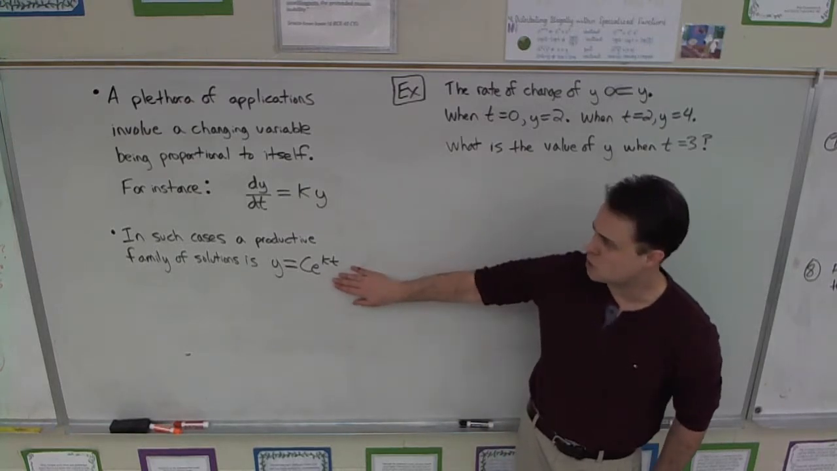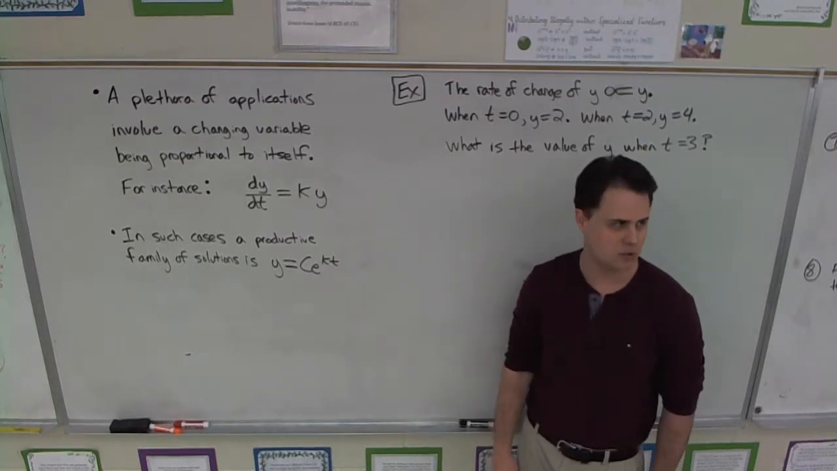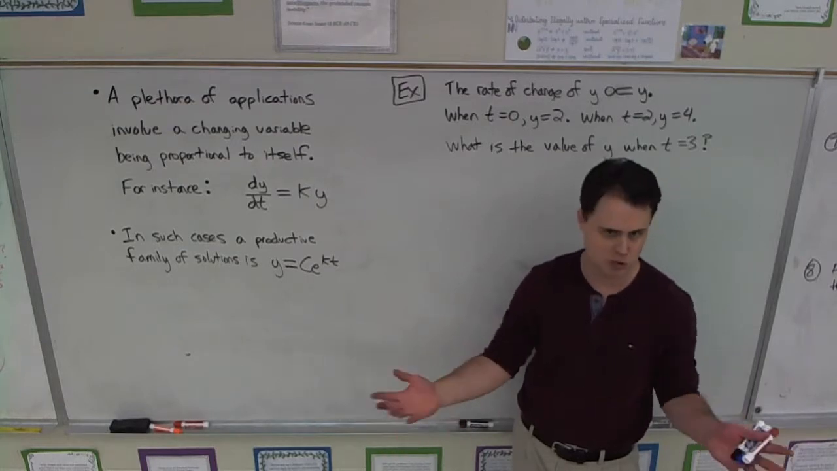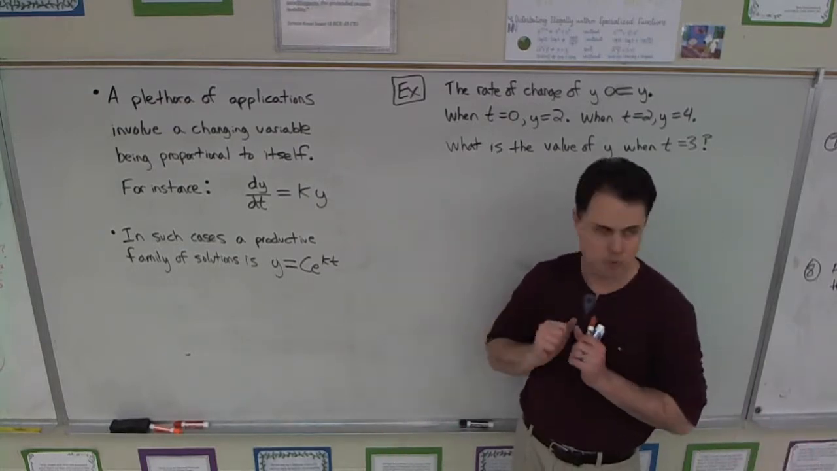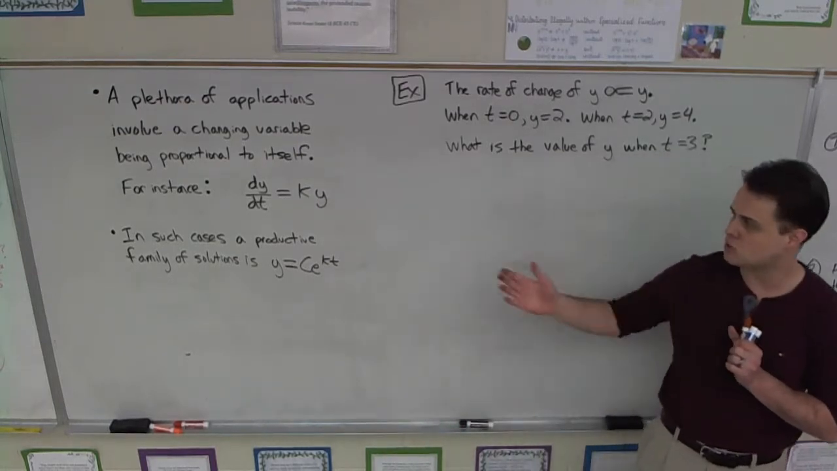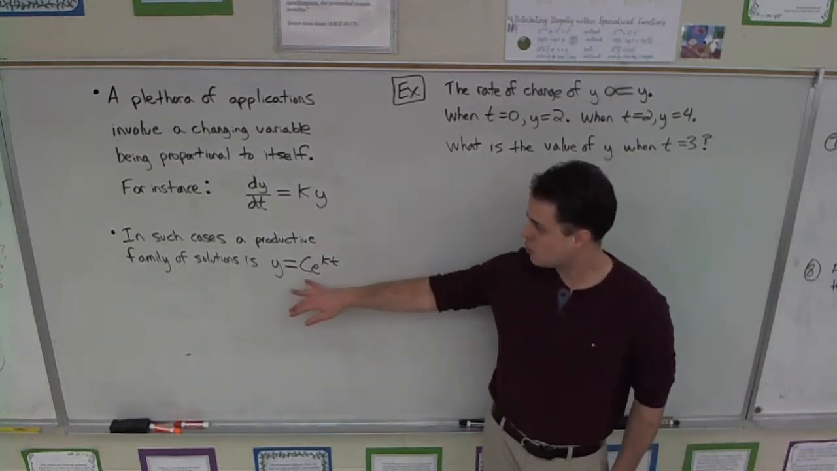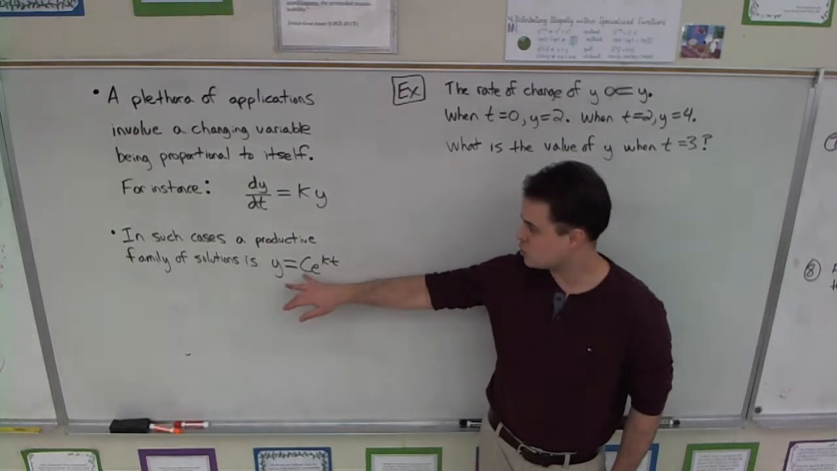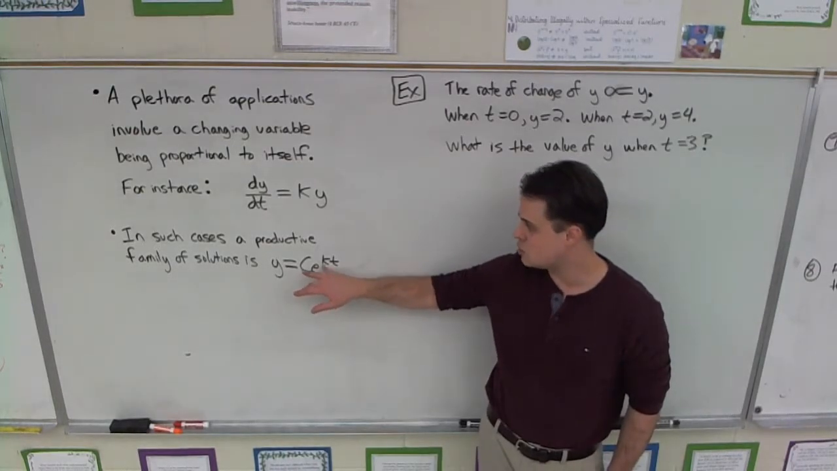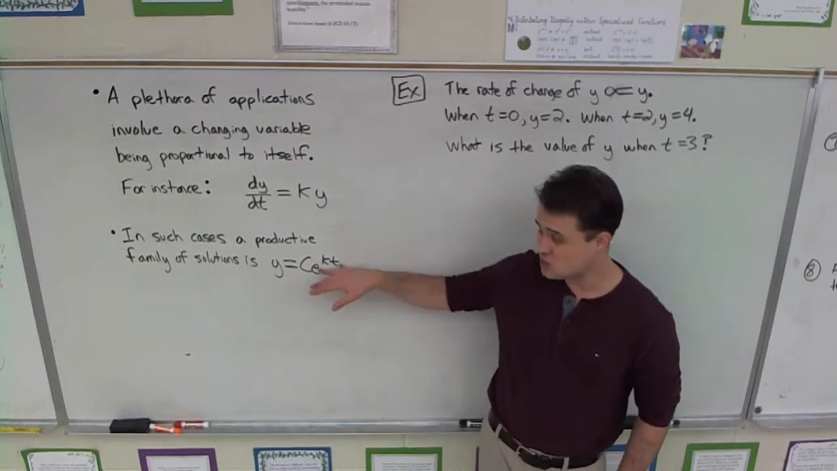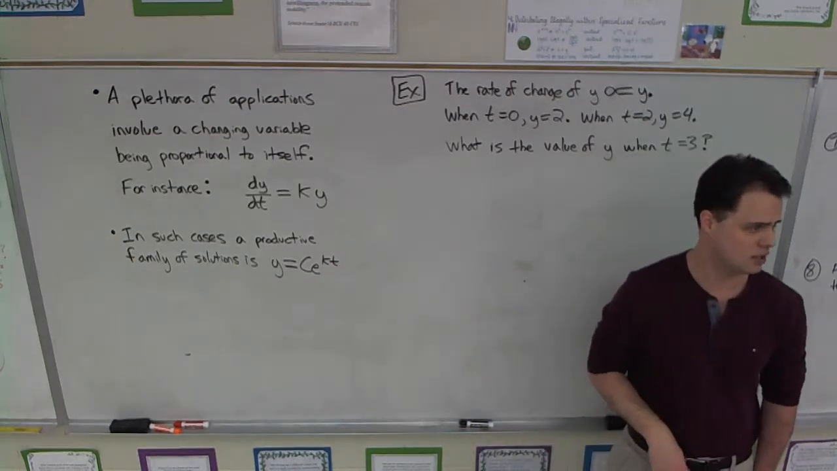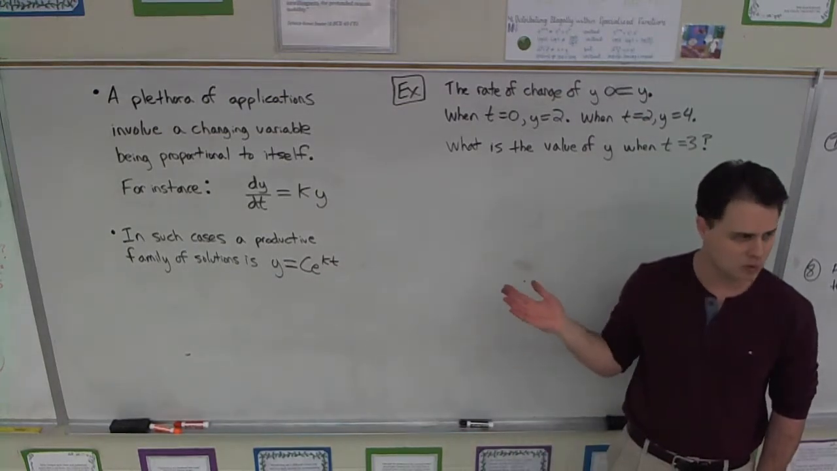So I said, in such cases, a productive family of solutions, it might not be the only one, maybe there's one with trigonometry as well, but a productive family of solutions is simply y equals c e to the kt. Now the other day, when we did this one in class, we usually called this k and this was e to some number t, right? But this is the same thing we saw in class the other day. Do you recognize it? I hope you do.